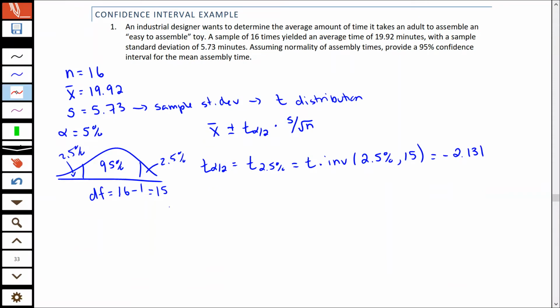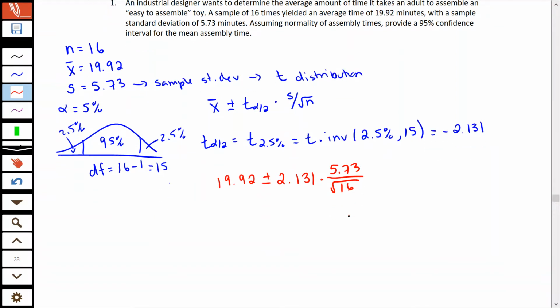And from there, it's just about populating our formula. So our x bar is 19.92 plus or minus that t-value of 2.131. Our sample standard deviation, 5.73, divided by the square root of our sample size, which was 16. And so we go through and we do this calculation once with the positive and once with the negative. When we go through and subtract, we're going to get a value of 16.87. So that's the lower bound on our mean.